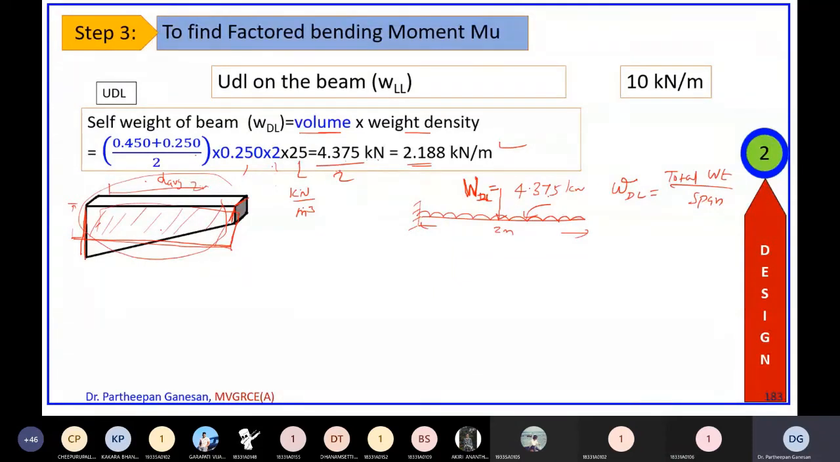So what will it be per meter? You are converting into a UDL because if you take any part of the beam, that much weight will be there. So I am going to find the UDL. This 4.375 kilonewton is the total load, actually it should be represented by a dotted line. What is the UDL intensity? UDL intensity is total load divided by the span. So 4.375 divided by 2 comes to 2.188 kilonewton per meter.